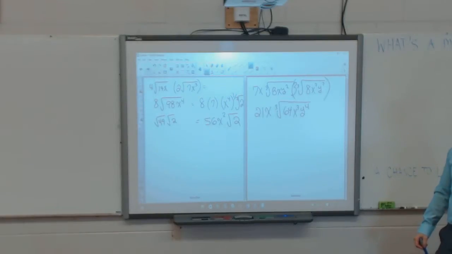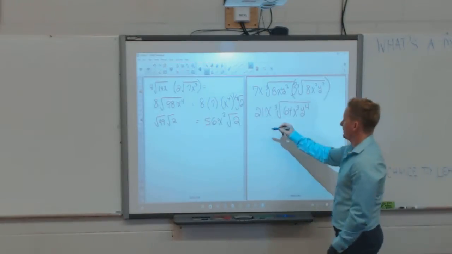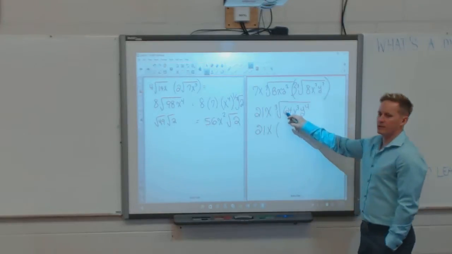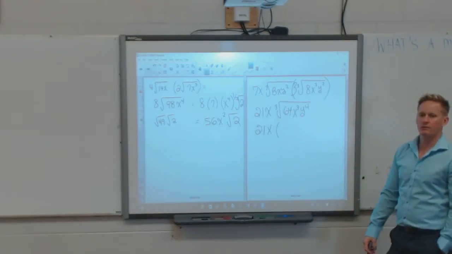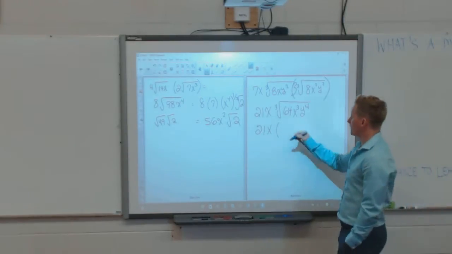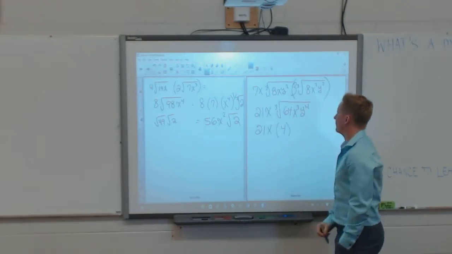All right, so here's where yesterday is going to come into play for you today, where it's going to be extremely important to you. So I still have 21x on the outside. What is the cube root of 64? 4. 4 times 4 times 4. So that actually breaks down. So we got that one.